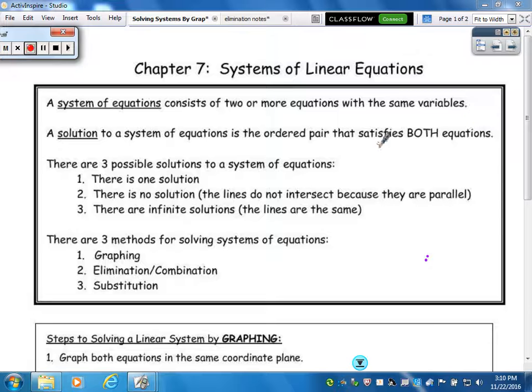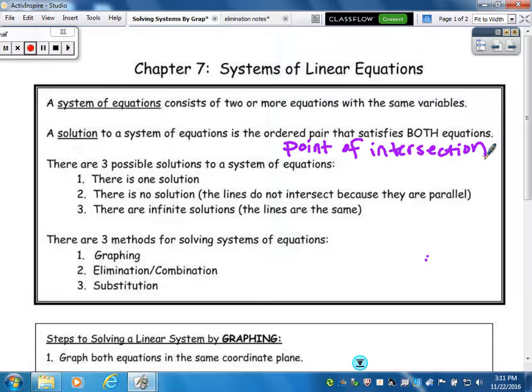So satisfy means if you plug it in, it makes not one equation true, but actually both of the equations true. Another way of thinking of that is where they intersect. So it's the point of intersection of the two lines.